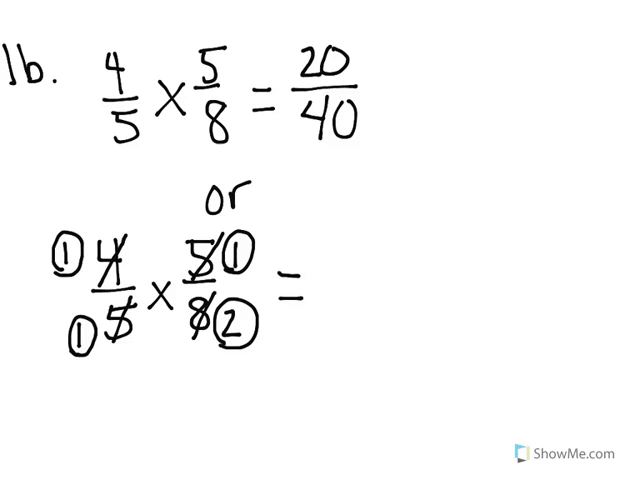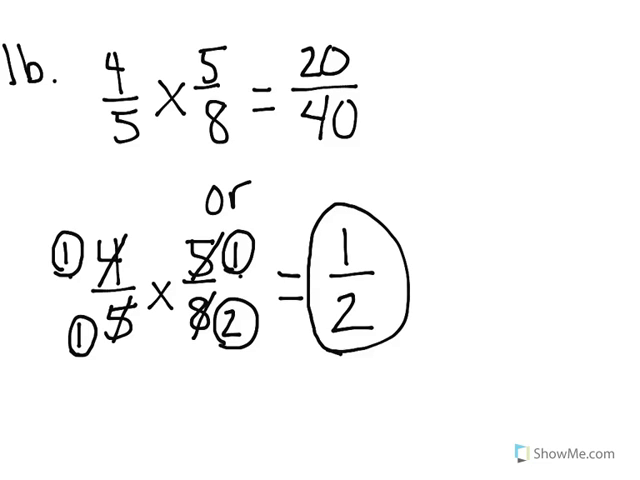I'm going to continue by following the algorithm of multiplying my numerators. 1 times 1 gives me 1, and 1 times 2 gives me 2. So right now I can see that 4/5 times 5/8 is equal to 1/2.